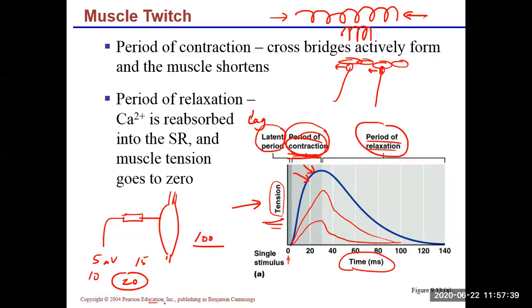So what are the events during the relaxation? Because the period of contraction is simple. These are when all the myosin heads start binding, and they keep contracting or tilting their heads, doing the power stroke, and the sarcomere is getting shortened.